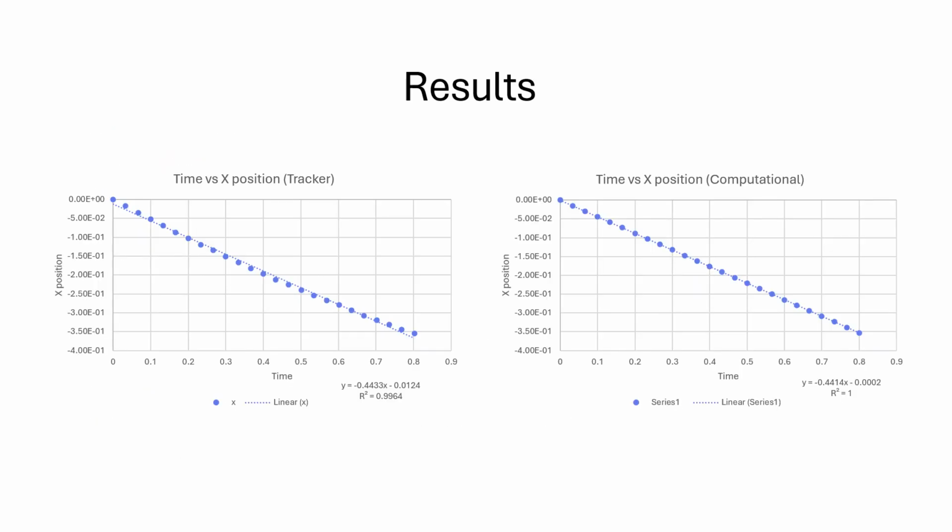And here's the result. On the left is a position versus time graph using the data from the Tracker video, and on the right is the position versus time graph generated by GlowScript. The speed calculated through the best fit line of the Tracker graph was 0.443, which is greater than the speed of the average velocity, which would disprove my hypothesis.